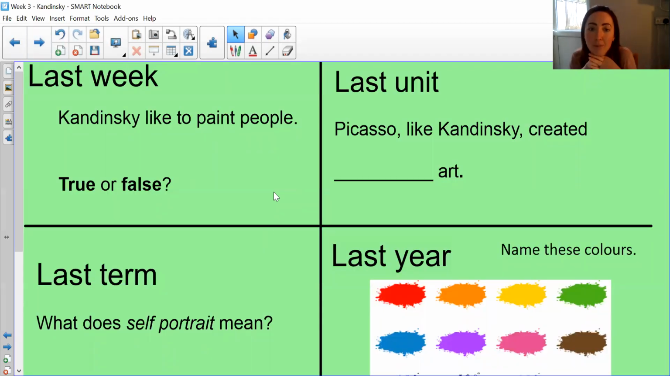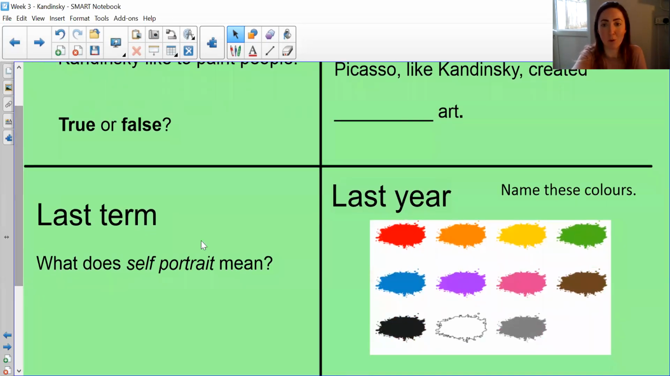Let's have our just checking questions to begin with. A question about last week. Kandinsky liked to paint people. Is that true or false? And our last unit question. Picasso, like Kandinsky, created what type of art? It's the missing word here. And our last term question. What does self-portrait mean? And then the same as before, our last year question, to name these colours.